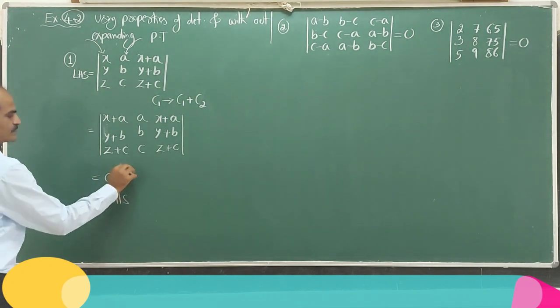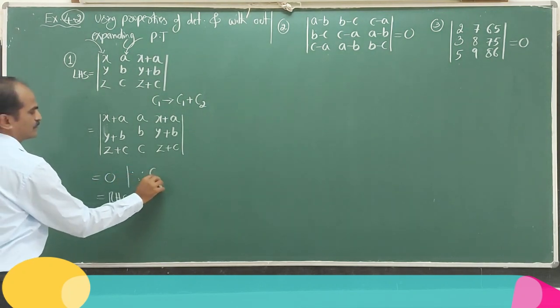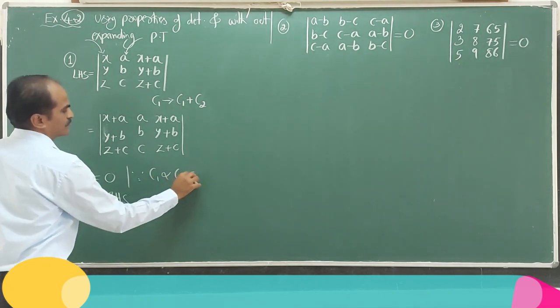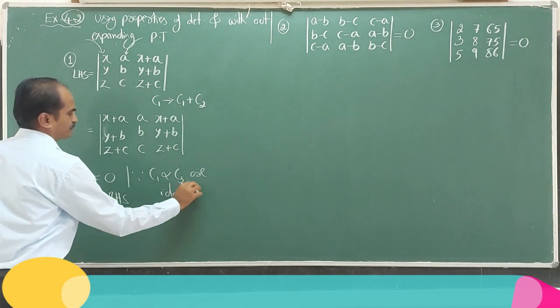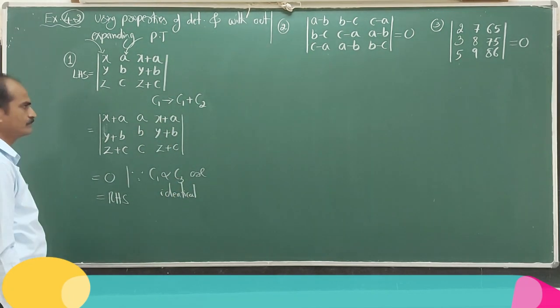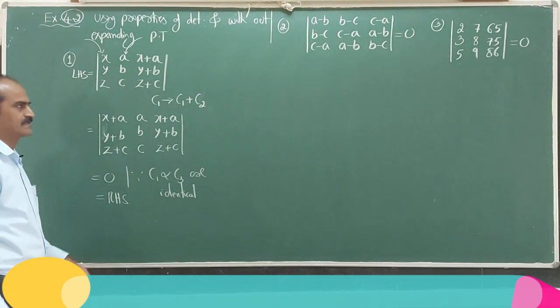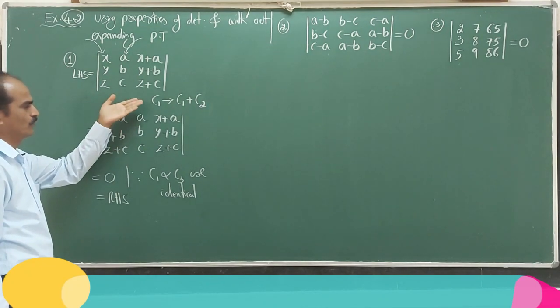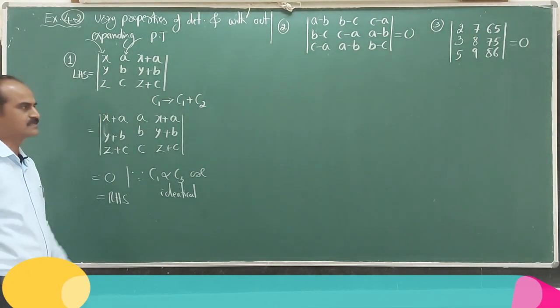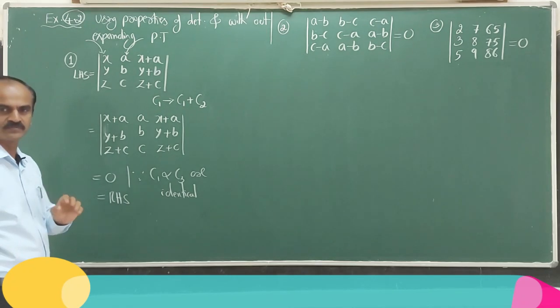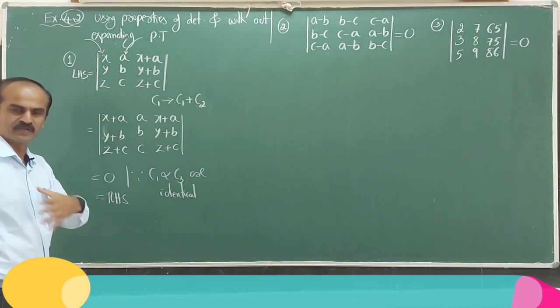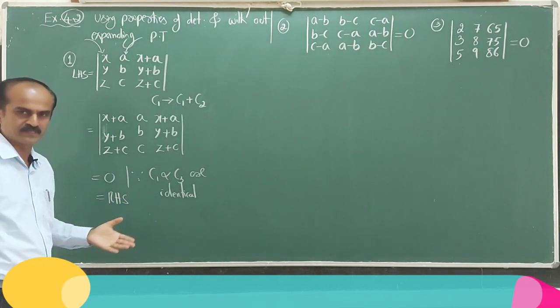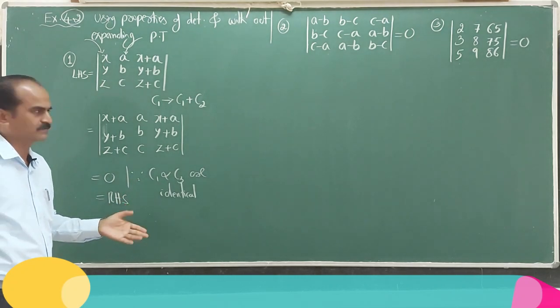How have we written 0? Because C1 and C3 are identical. That completes the example. It is not compulsory that we have to go for changing column 1 elements, C1 changes to C1 plus C2. No such restriction. If you have any different ideas by which you can show that it is 0 using properties, that is well and good.